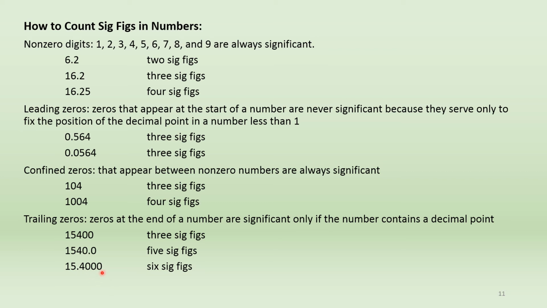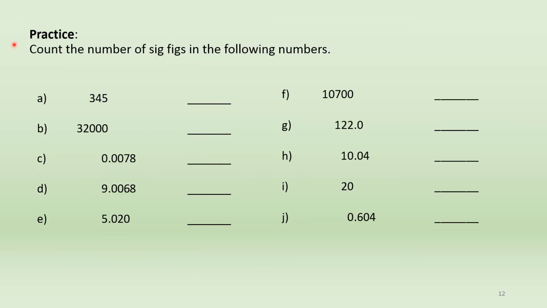15.4000 has a decimal, total of 6 sig figs. Okay, let's get some practice. How many sig figs do you count in each of these numbers?